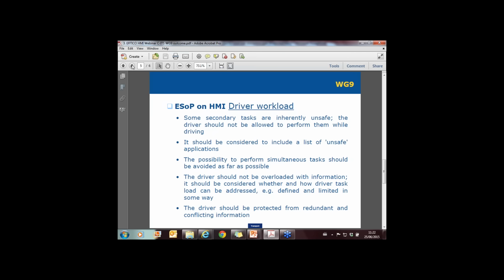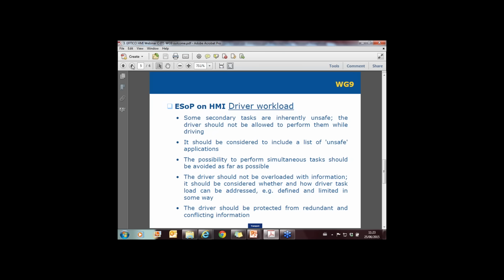Maybe that's to be discussed as well, a list of unsafe applications, to look at the possibility to limit simultaneous tasks by the driver, and then to try to address the task load or the workload for the driver and to limit it in some way. I'm not talking about quantitative limitations, but guidelines to determine at least a minimum level of a maximum level of workload that can be taken by the general driver. And then to provide the driver only with information, at least in terms of safety, that is relevant, not redundant, not conflicting.